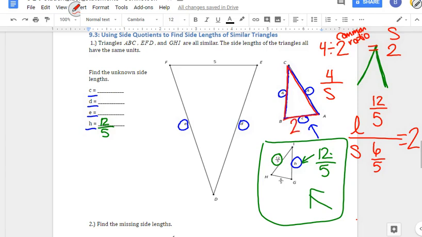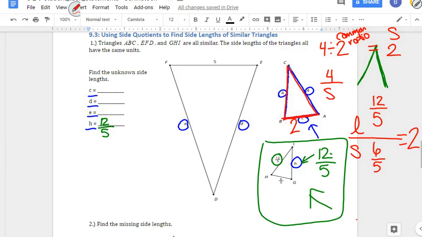Now if I would have accidentally multiplied 4 times the common ratio to get 8, I would have known that my answer doesn't make sense because 8 should not be bigger. That side length of C should not be bigger than 4, okay, because it's shorter.